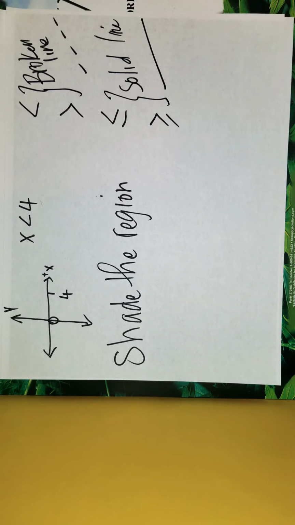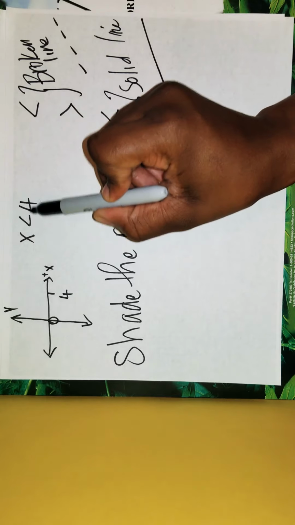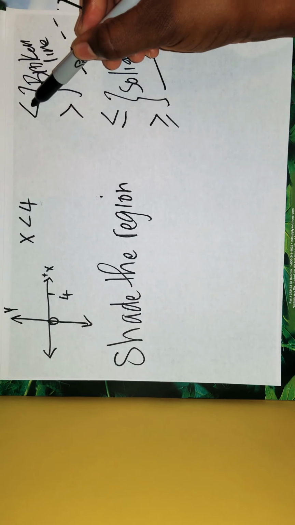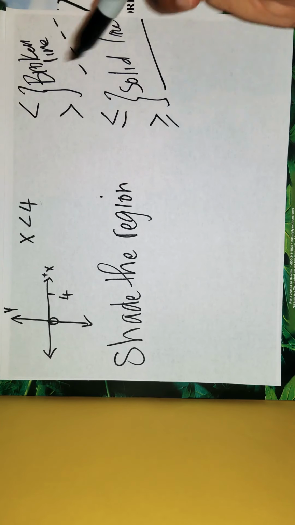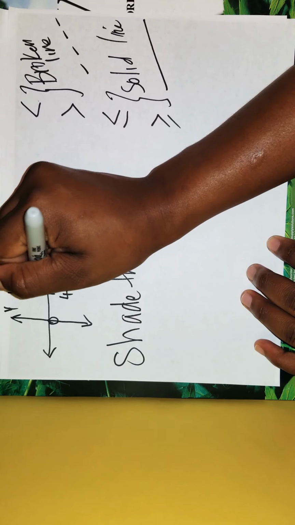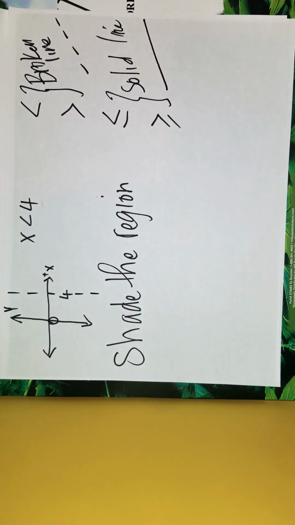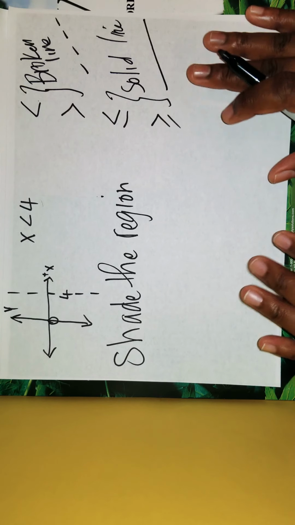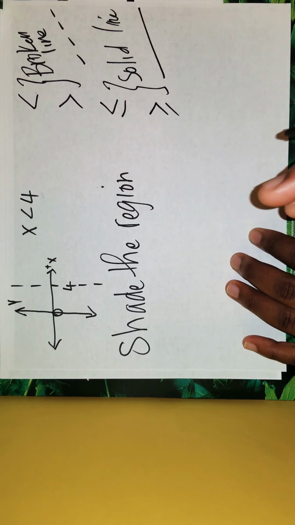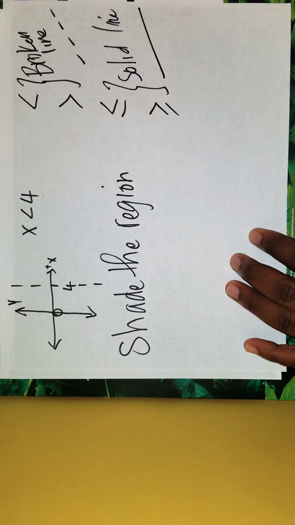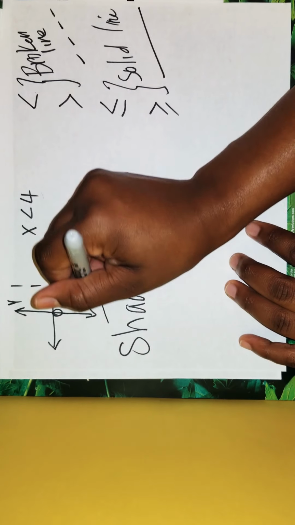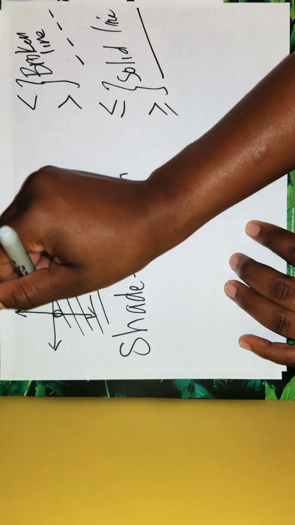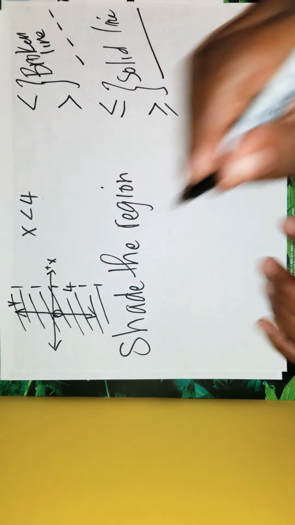All right. So in this case, it says x is less than 4. Again, less than or greater than, we use a broken line. So we're going to go where 4 is and use a broken line right there. And to shade the region, it says less than. So numbers less than 4 will be 3, 2, 1, 0, down to negative infinity. That's the negative region. So all of this region here represents your solution.